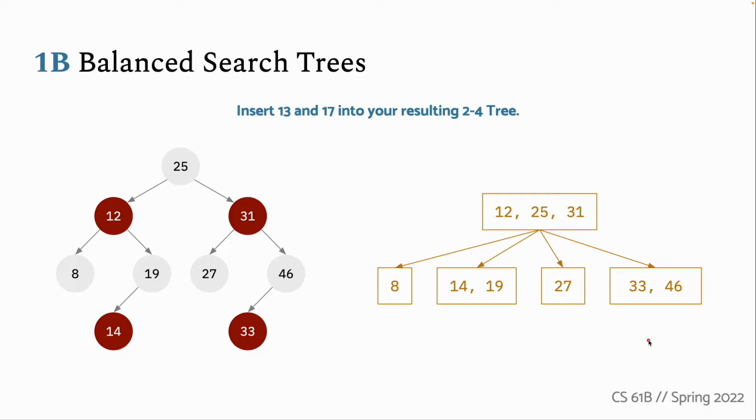Next, I want you to insert 13 and 17 into this resulting 2-4 tree. I'll give you a chance to think about it. Okay, let's go over it.